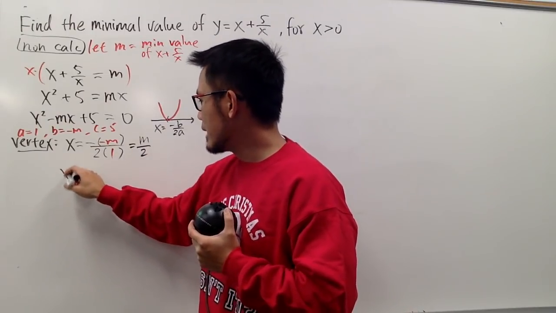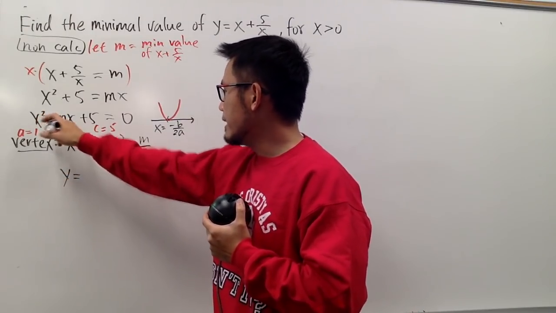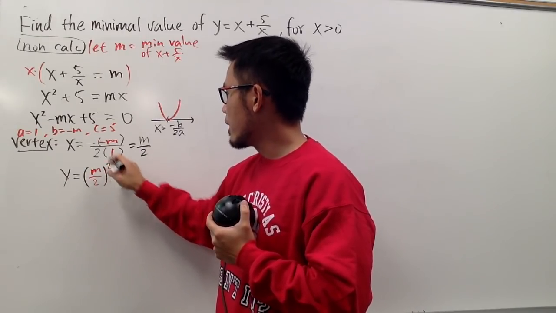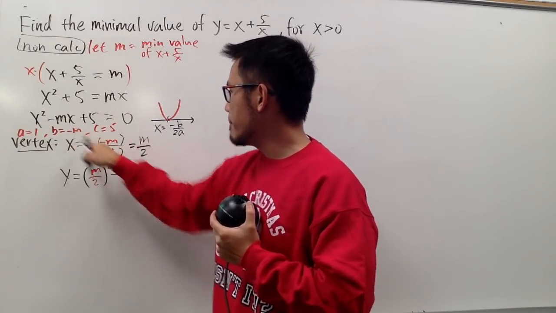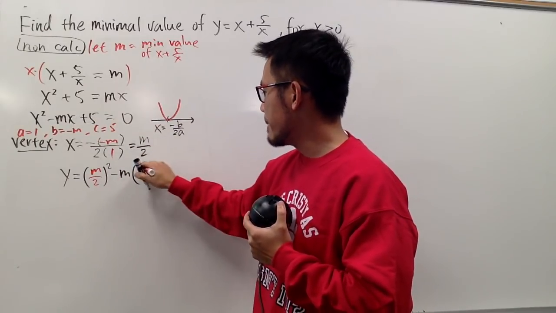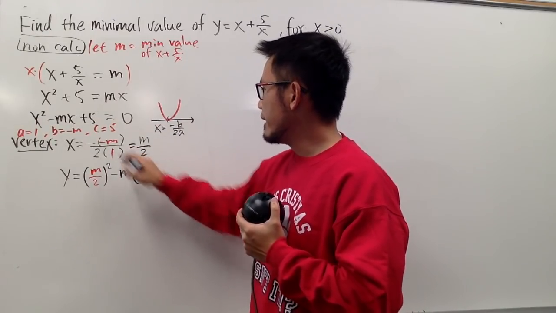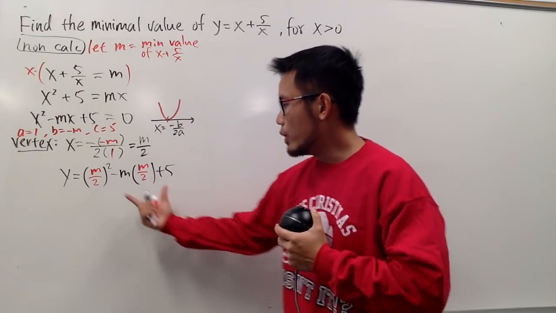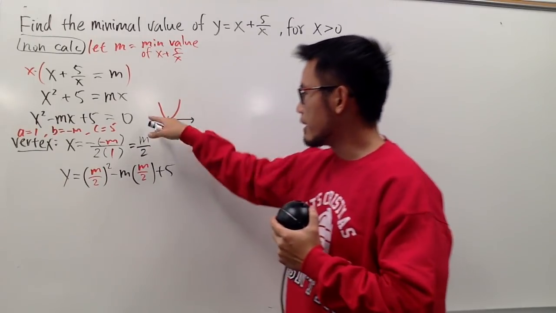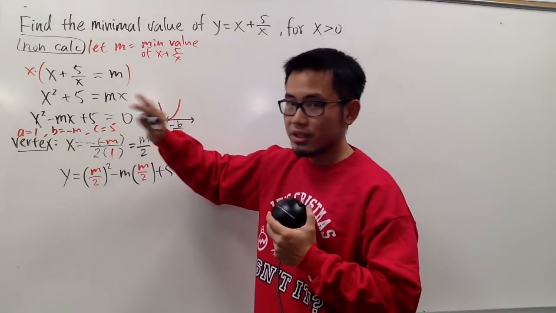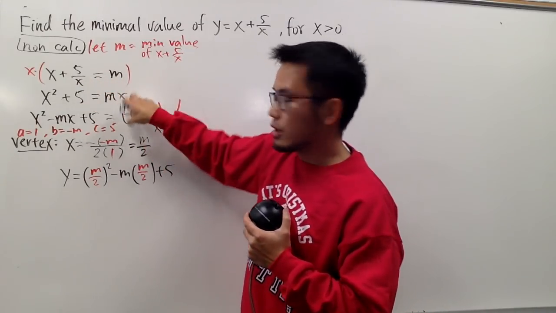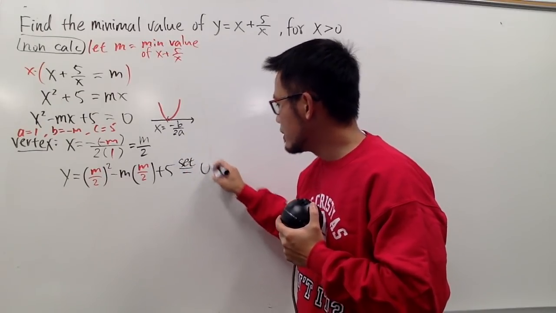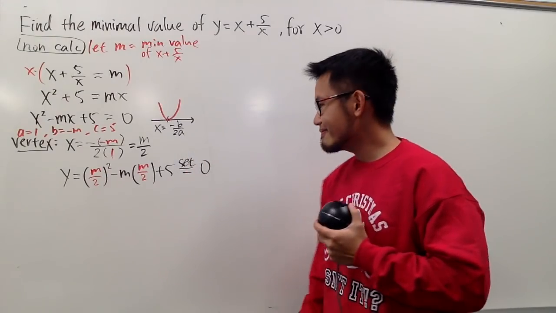So let's do that. y would be x squared, so I'll put this down as parentheses m over 2 squared, minus m, and then this x is the m over 2, and then plus 5. Right? And the deal is we want to set the y value to be on the x-axis, because once again, we subtract this, so the right-hand side is equal to 0. And we want to set this equal to 0, like that, okay?